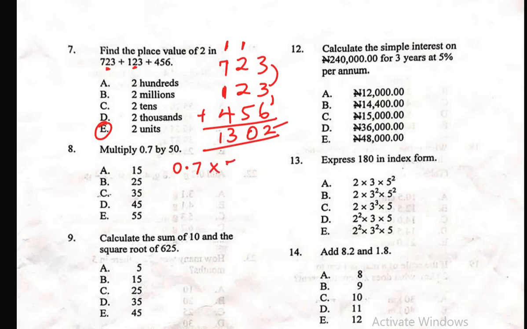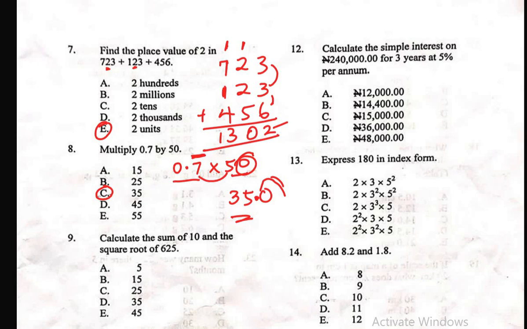0.7 times 50. Take note, 50 is a whole number, but 0.7 has 1 decimal place. So multiply 7 and 5 together. 7 times 5 is 35. Then add this 0, that's 350. Remember, you have 1 decimal here. You count once from the right to the left and put your decimal point here. So your answer is 35, and 35 is option C. Alright, I'm sure you're good.